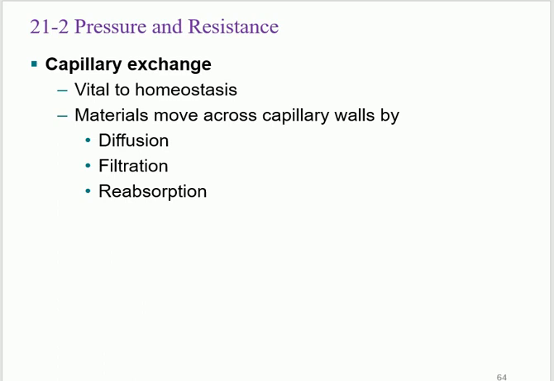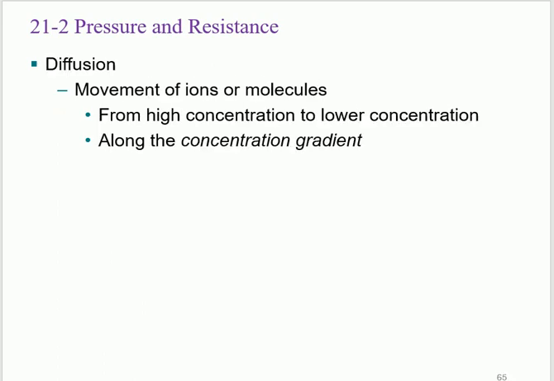So the moving of material can be diffusion, filtration, and reabsorption. These are the three ways. Diffusion is the ions. I just give you a general idea: it leaves and it goes back. But to be more specific, what do you mean by leave? If we're talking about the ions, it goes by diffusion.